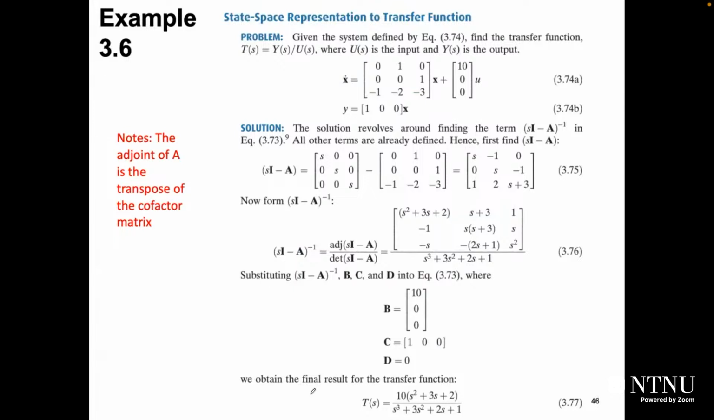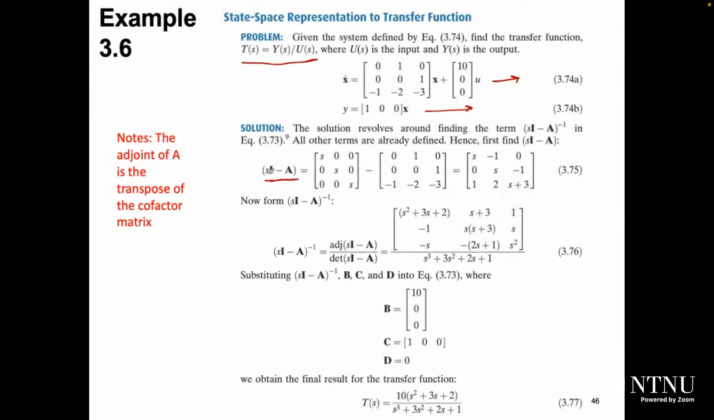So it's example 3.6. You have a system with a 3 times 3 A matrix. We need to find the transfer function, which is T of S equal Y of S divided by U of S. This is my state equation. This is my output equation. So first, we need to get SI minus A, and after that we will get its inverse, right?